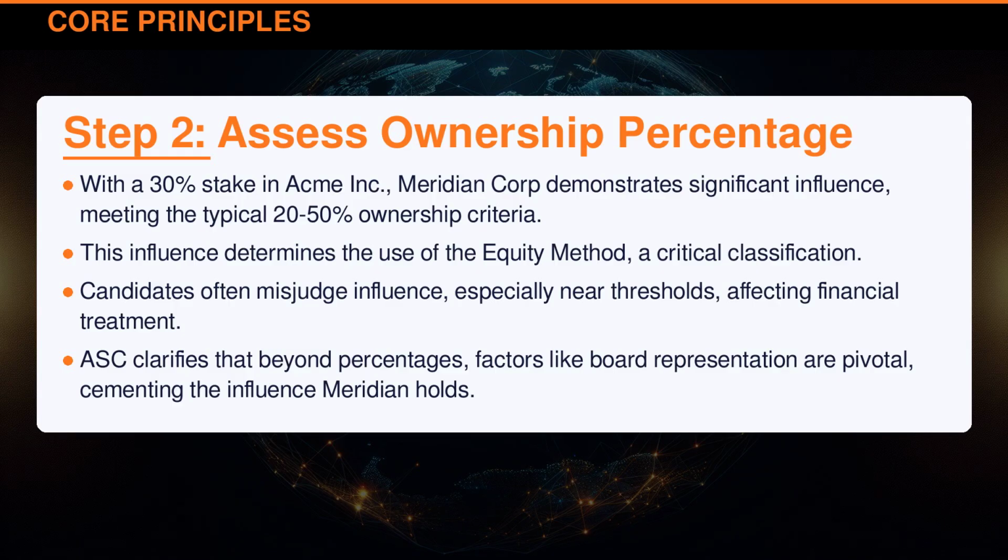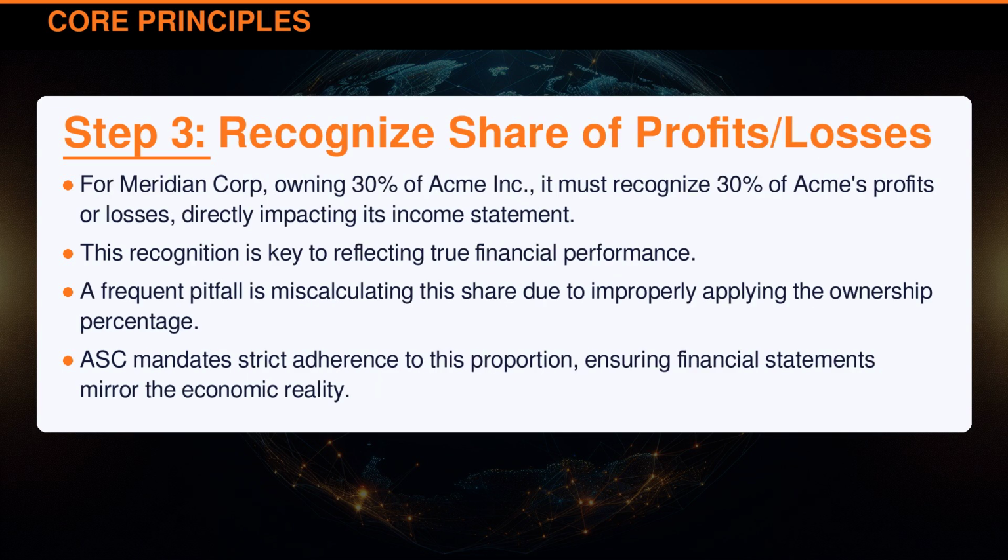Candidates often misjudge influence, especially near thresholds, affecting financial treatment. ASC clarifies that beyond percentages, factors like board representation are pivotal, cementing the influence Meridian holds. For Meridian Corporation, owning 30% of Acme Incorporated, it must recognize 30% of Acme's profits or losses, directly impacting its income statement. This recognition is key to reflecting true financial performance.